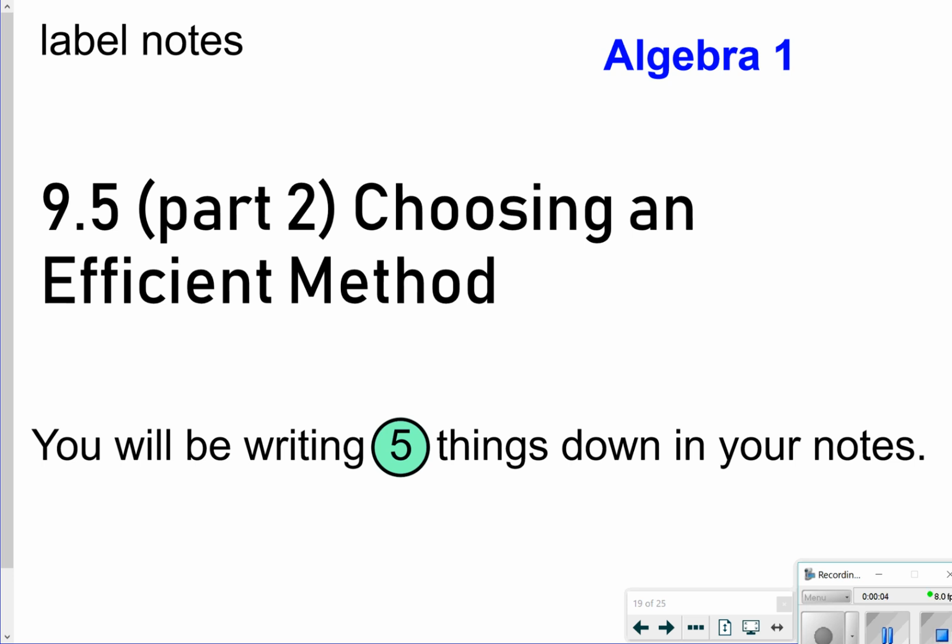We're going to be looking at lesson 9.5 part 2 today, so let's go ahead and title our notes Choosing an Efficient Method. We're going to be looking for 5 things to write in our notes today, so let's go ahead and get started.